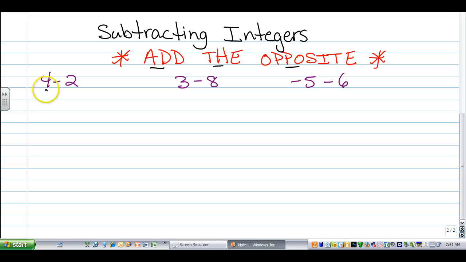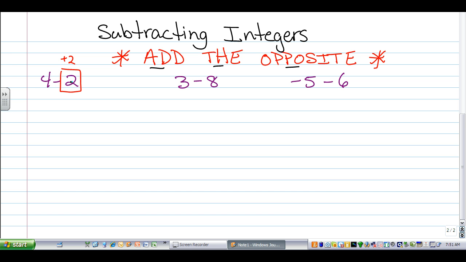Now here we've got 4 minus 2. That's something that you did in elementary school. It looks pretty easy. We already know the answer is 2. But I'm going to show you how you add the opposite, and we'll still get the answer. So this is subtracting integers, and I'm going to add the opposite. This number right here is a positive 2, isn't it? I'm taking a positive 4 and subtracting a positive 2. But really what I'm doing is adding the opposite.